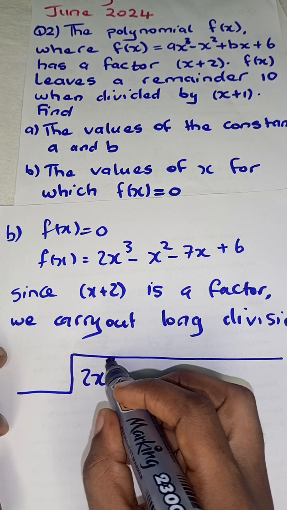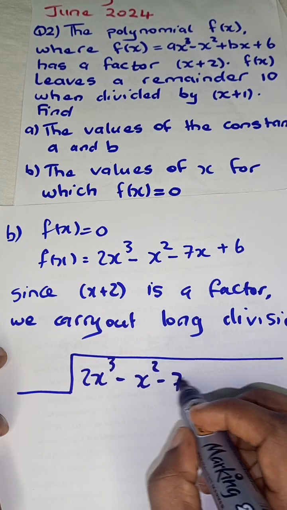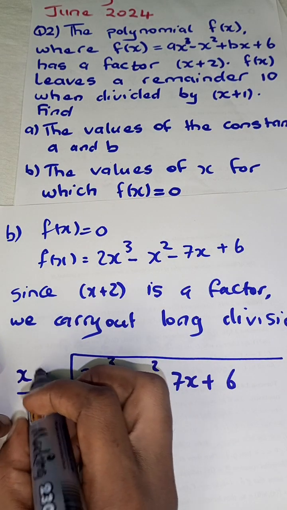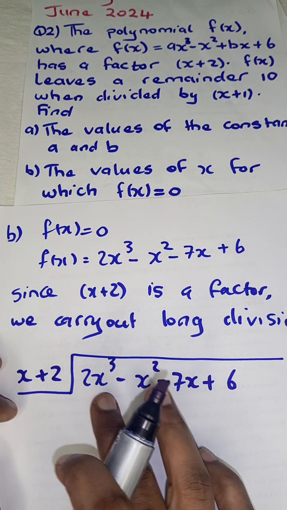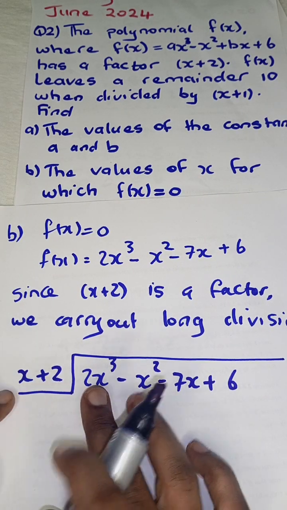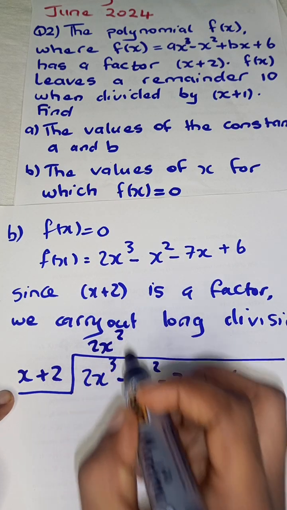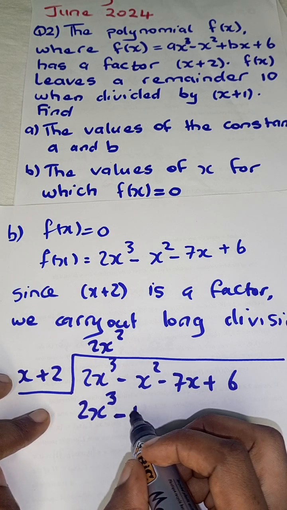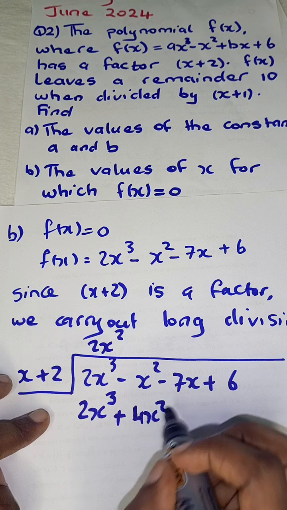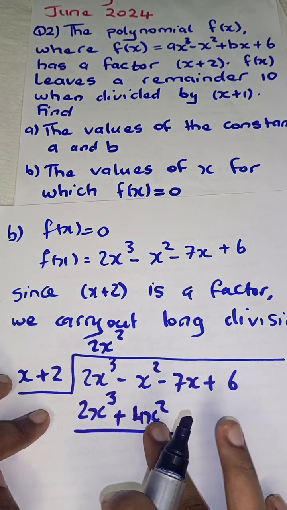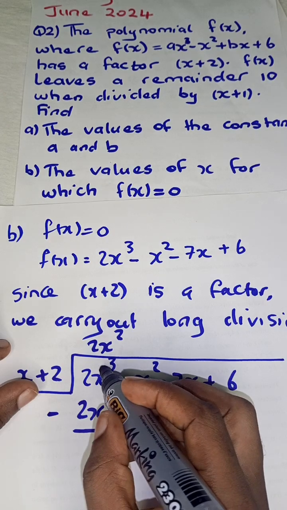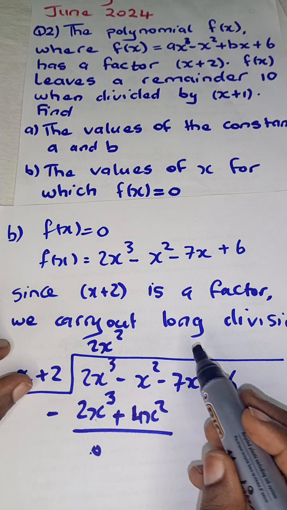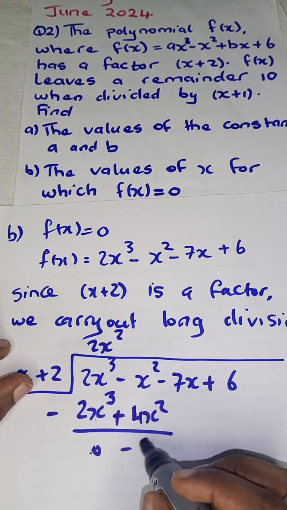So this is 2x cubed minus x squared minus 7x plus 6, and x plus 2 is a factor, so we have x plus 2 here. Long division: 2x cubed divided by x, we are going to have 2x squared. Multiply, you have 2x cubed plus 4x squared. 2x squared times 2 gives us 4x squared. You subtract this minus this, it will give us 0. Negative x squared minus 4x squared, you have negative 5x squared.